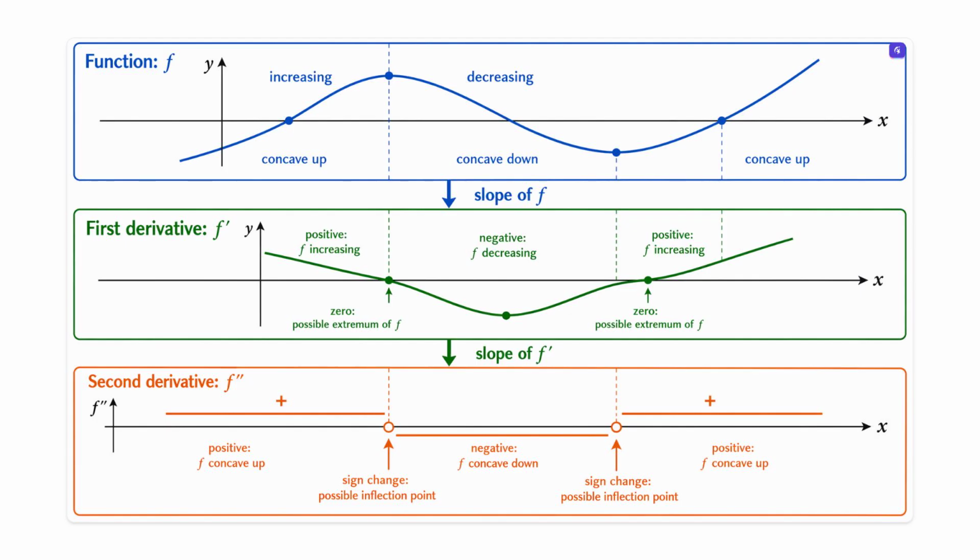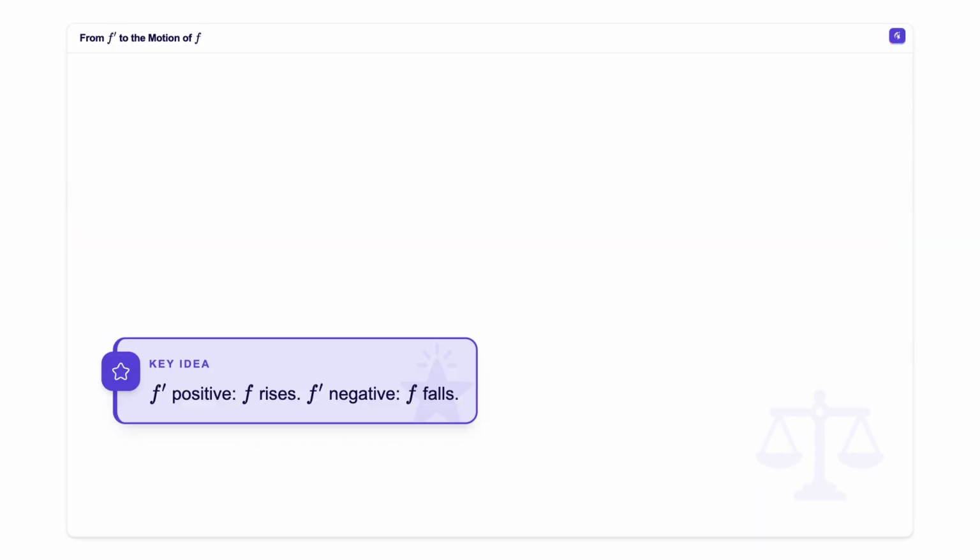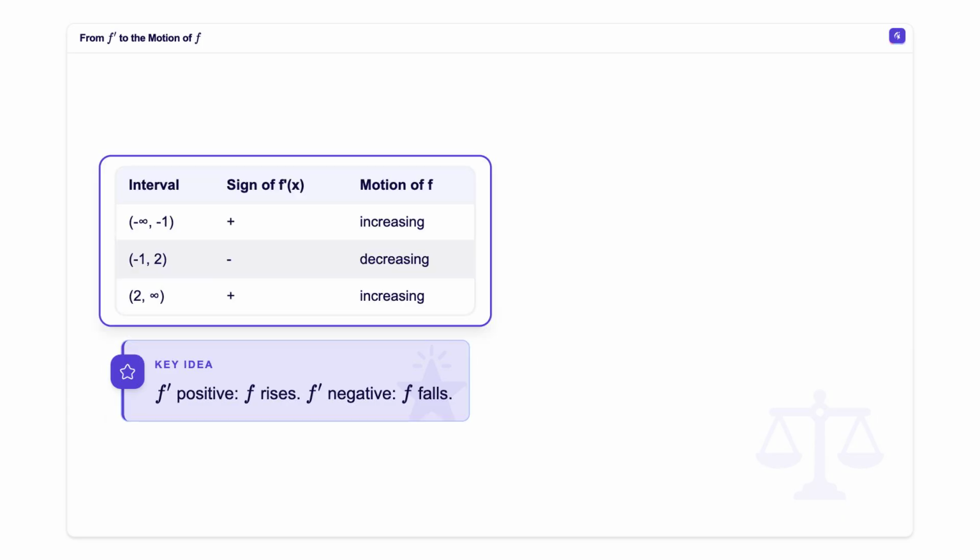Keep this map in mind, because next we will use the first derivative to predict the motion of f more carefully. Now we use the first derivative as a motion report for the original function. If f prime is positive, the function f is rising. If f prime is negative, f is falling. The sign chart organizes that idea by interval.